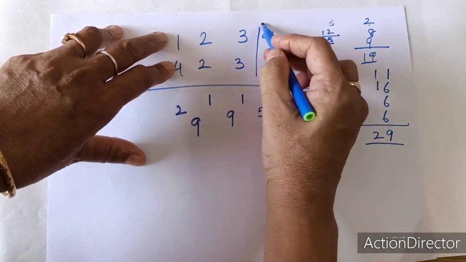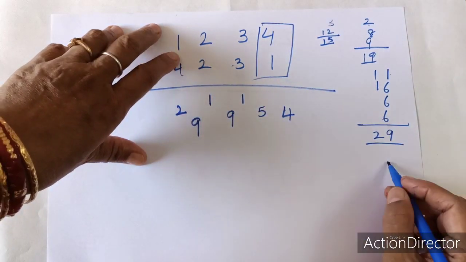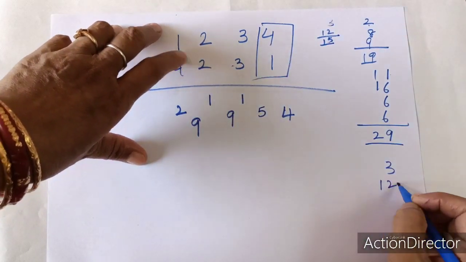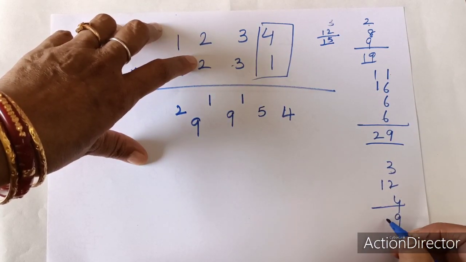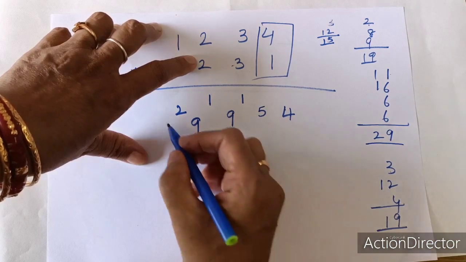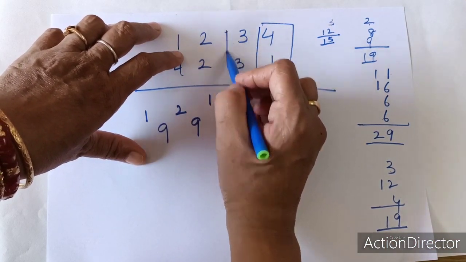Now this will be omitted. Let us see the remaining numbers. 1 into 3 is 3. 4 3s are 12. 2 2s are 4. So 3 plus 2 is 5. 5 plus 4 is 9. So it is 90. So I will write 9 over here and carry 1. Now this will be deleted.